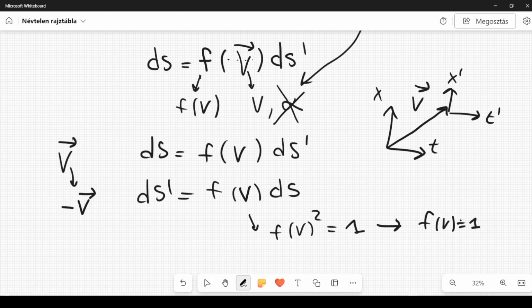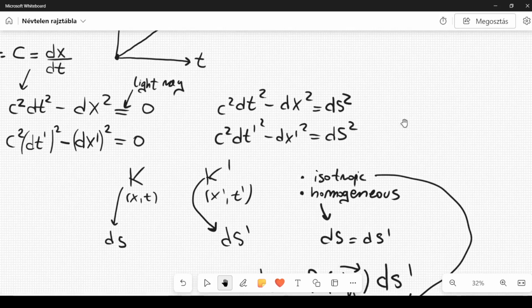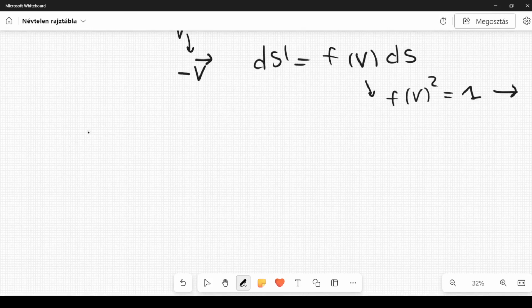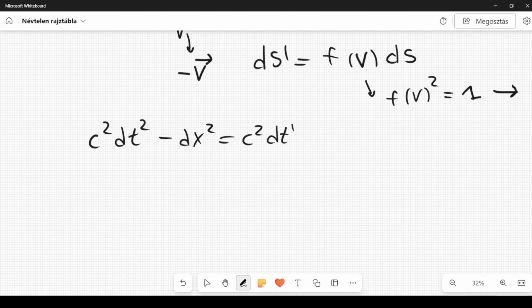Now, there are other ways to show this. This is not the only way, but it makes sense that under these conditions of the space being isotropic and homogeneous, this element, ds squared, remains invariant. So this is the first step. So we basically can say that c squared dt squared minus dx squared is equal to c squared dt prime squared minus dx prime squared.